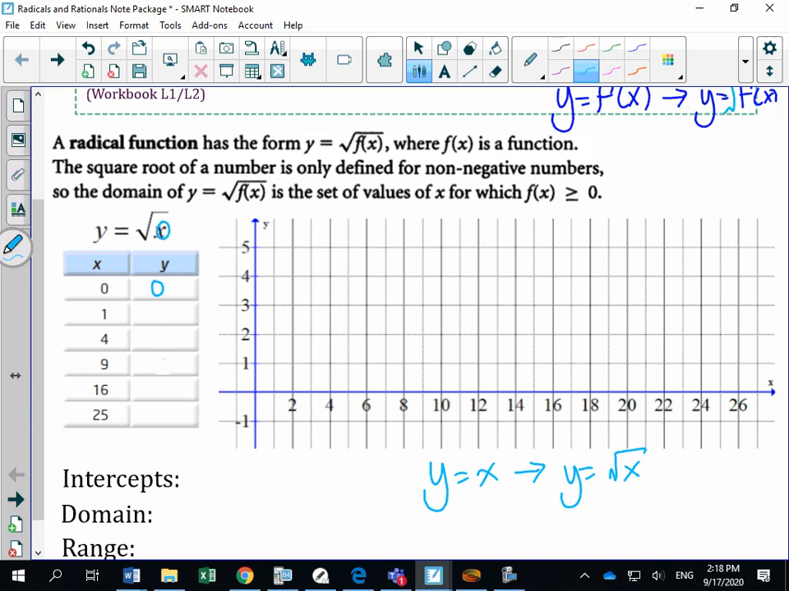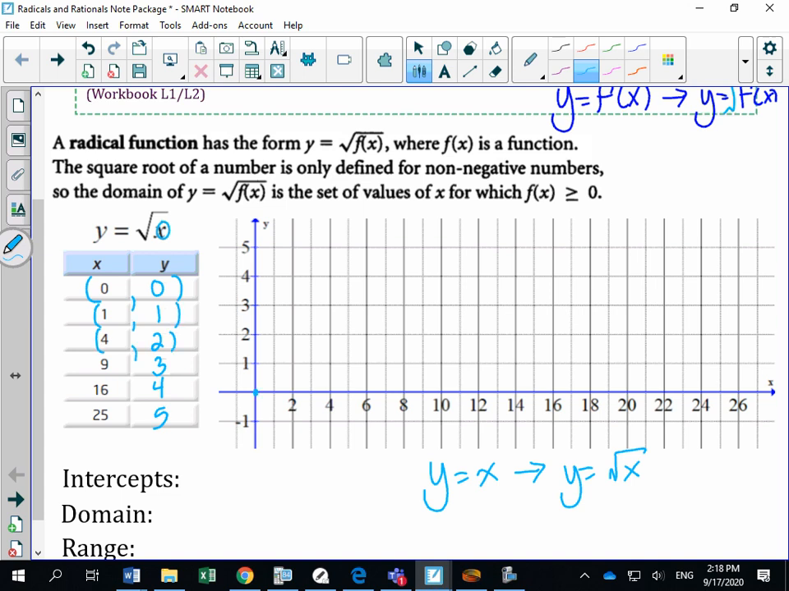So the square root of 0 is 0. The square root of 1 is 1. The square root of 4 is 2. Square root of 9 is 3. Square root of 16 is 4. And square root of 25 is 5. If you were to plot these, these would be your coordinates.